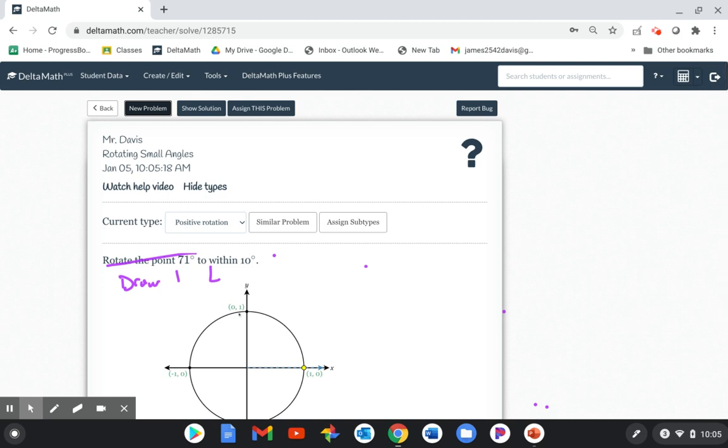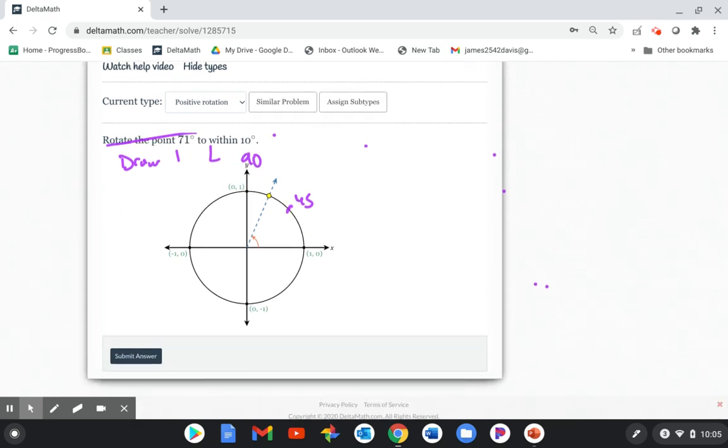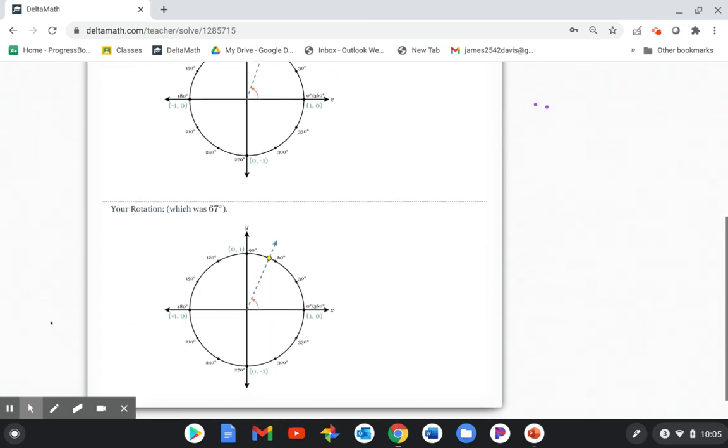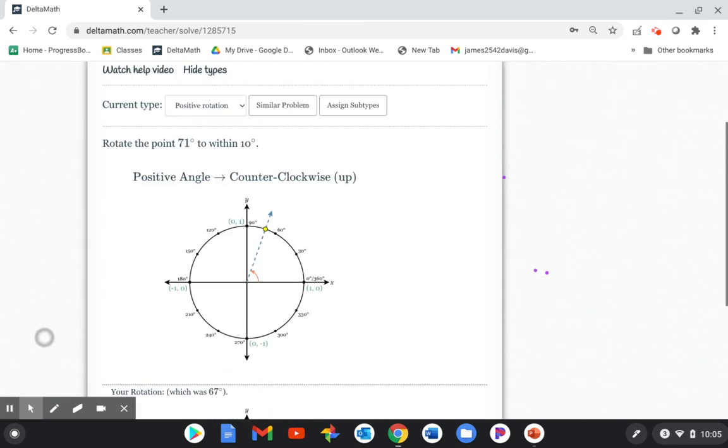Okay, the next one is to do 71 degrees within 10 degrees. So 71 should be somewhere in between 90 and 45. Let's go and try that. Hopefully about somewhere in the middle, a little bit past the quarter mark there. Let's try that. And again, it's okay if you miss this, not the end of the world. So mine was 67, so it wasn't too far off.